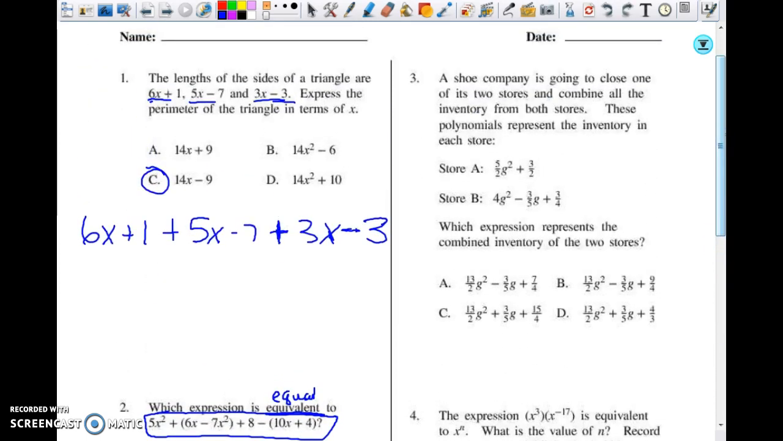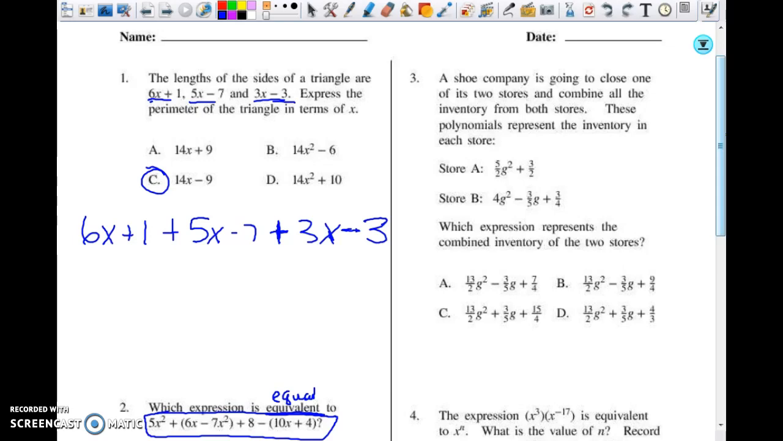All right, problem number 3. It seems like a lot. Again, we can do this by hand, or you can just check it in the calculator, but you're going to have to be very careful typing it in, okay? So number 3 is a shoe company is going to close one of its 2 stores and combine all the inventory from both stores. These polynomials represent the inventory in each store.